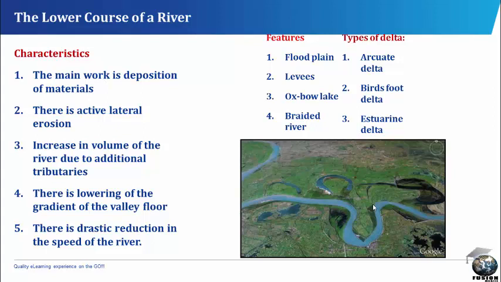The features are: 1. The floodplain. 2. Levees. 3. Oxbow lake. 4. Braided river. The floodplain occurs during annual or sporadic floods.